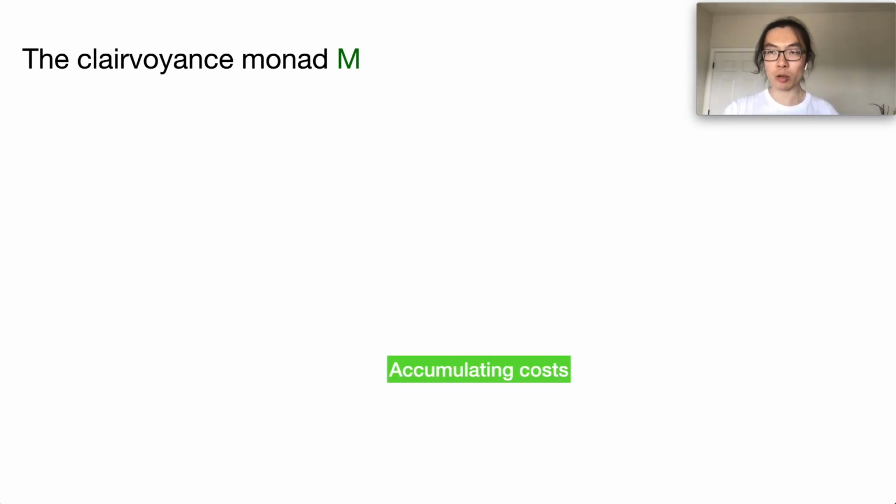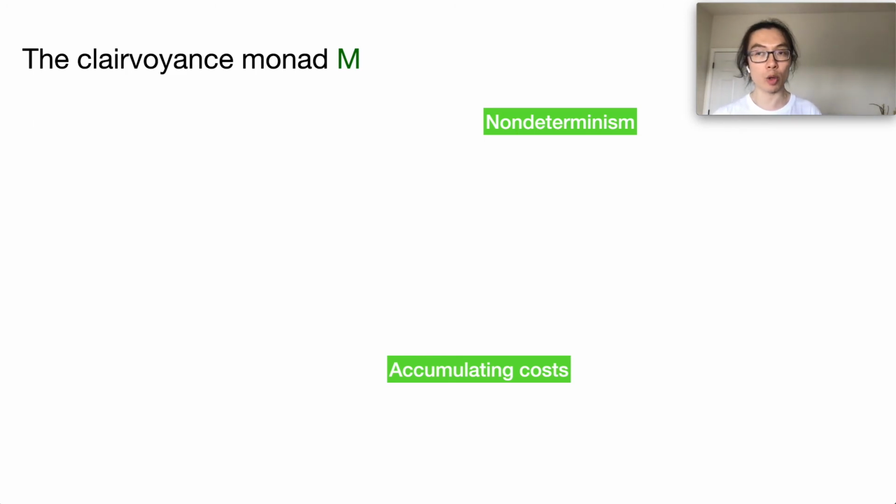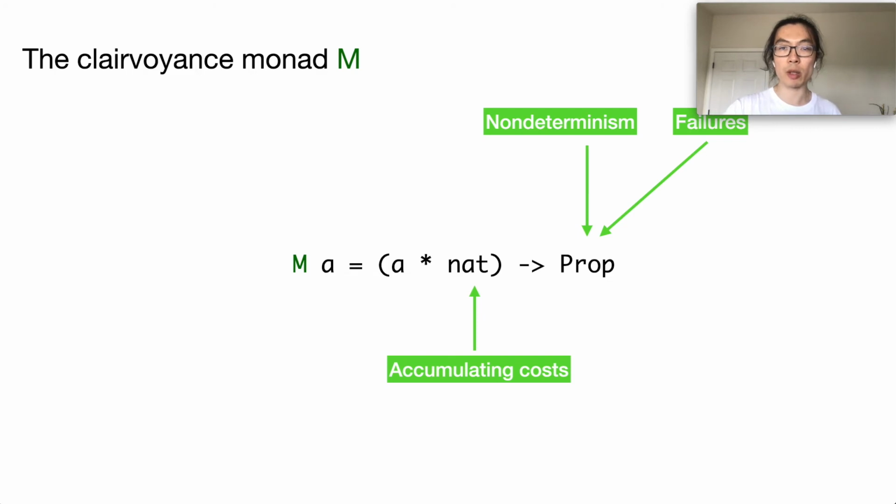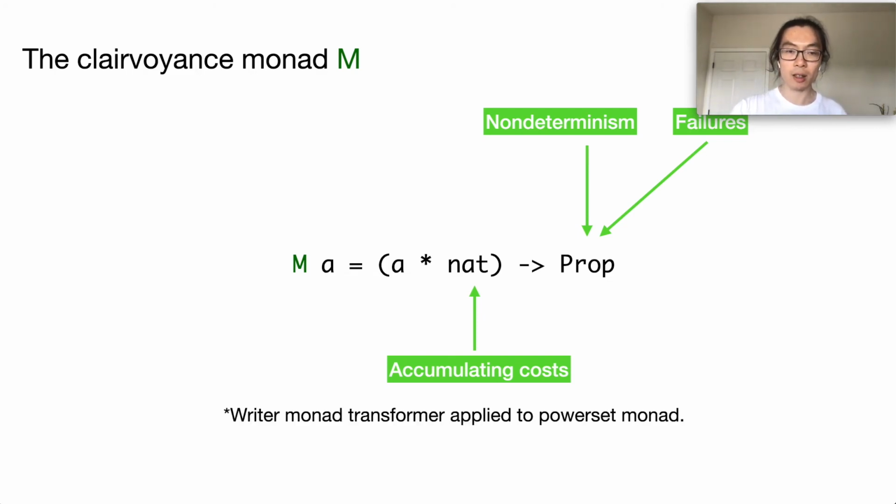First, we want it to be able to accumulate a computation cost inside a program. Second, we want it to be able to model non-determinism. And finally, we want it to be able to model failures in certain non-deterministic branches. The clairvoyance monad is the minimal implementation that implements all these three features. In fact, it is the writer monad transformer applied to the power set monad. And we can further uncurry this definition to obtain the definition as follows.